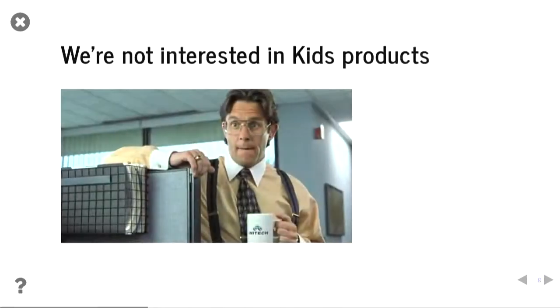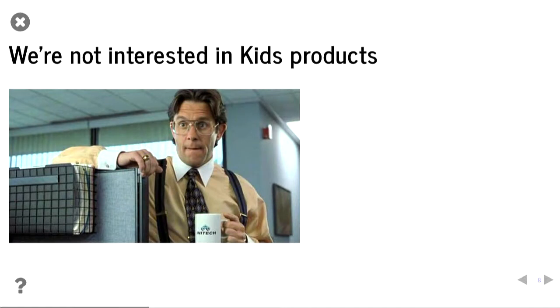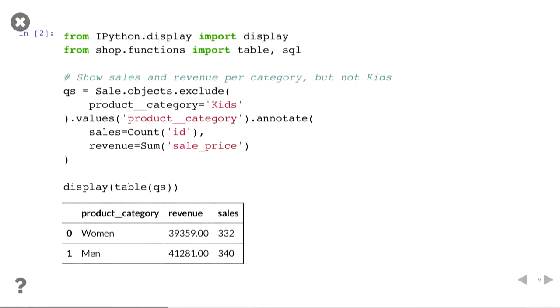But then your boss comes in and says, we don't care about clothing for kids. That's not our target market. Get rid of it. And you go, okay, boss, anything for you. And you write an exclude filter. To exclude, you use exclude instead of filter. You filter out the kids category, and then you do the grouping as you did before.